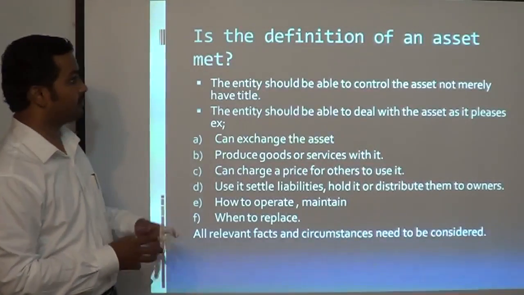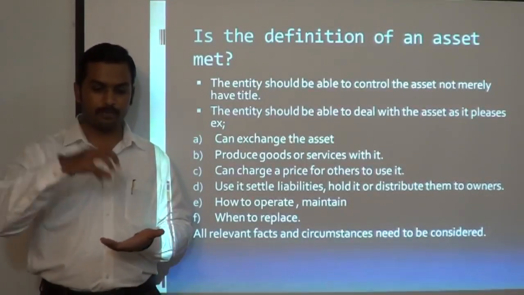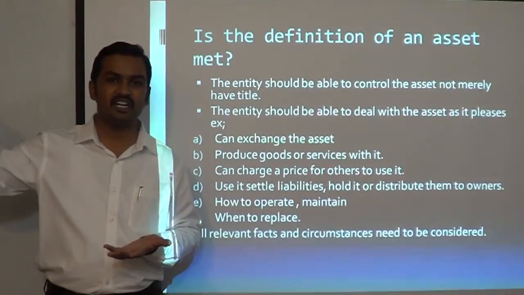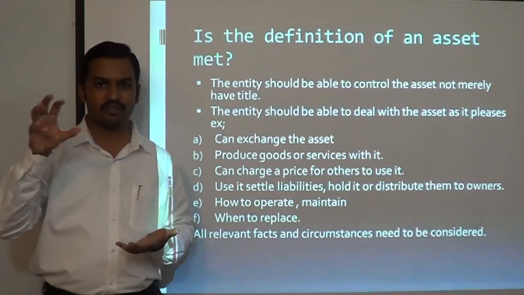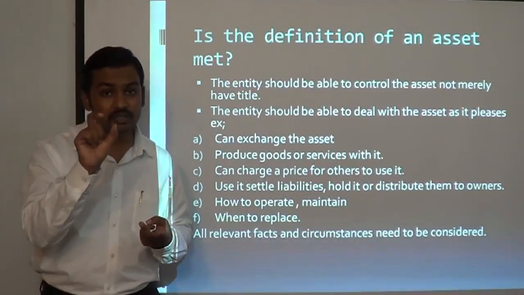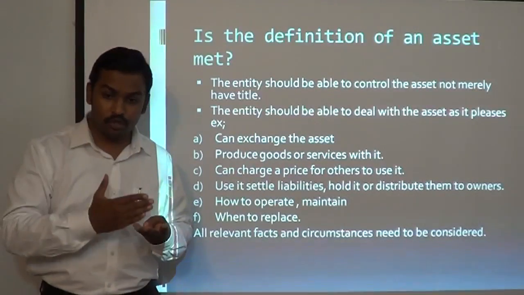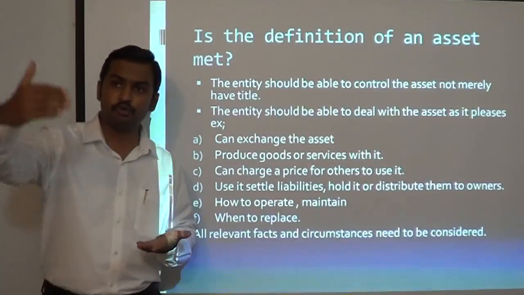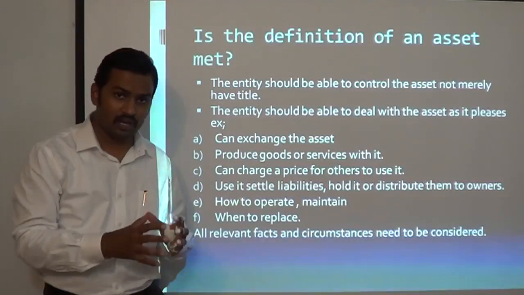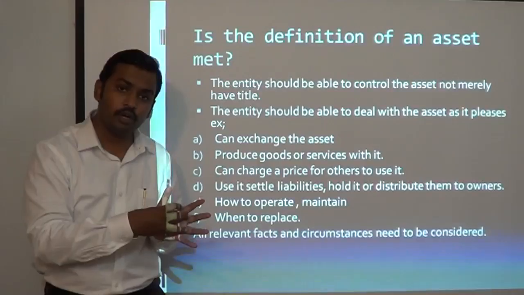Now, is the definition of an asset met? How do you decide whether the definition of an asset is met? See, before you incorporate any item as an asset in your balance sheet, it has to satisfy the definition of an asset which is contained in the framework. As per the framework, the definition of an asset is, it is a resource controlled by an entity. So the most important term there is controlled by an entity. Because of our past activities, it is probable that future economic benefits will flow to the entity, and you can measure the cost reliably. So when this definition is met, then you can recognize an item as an asset in your books of account.